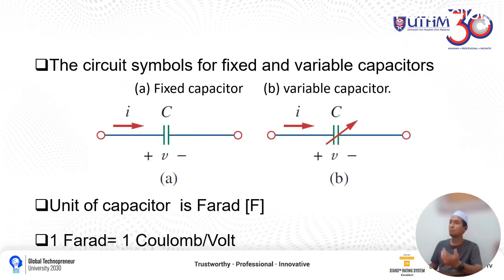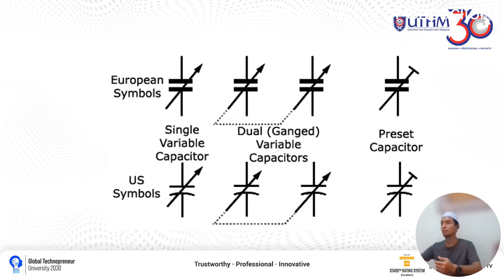And the symbol for the capacitor is this thing. So we got two types of symbol, for fixed capacitor and for the variable capacitor. And the unit for the capacitor is a farad. 1 farad is equal to 1 coulomb per volt, and 1 charge for every volt of voltage differential. Okay, so this is the example of the symbol.